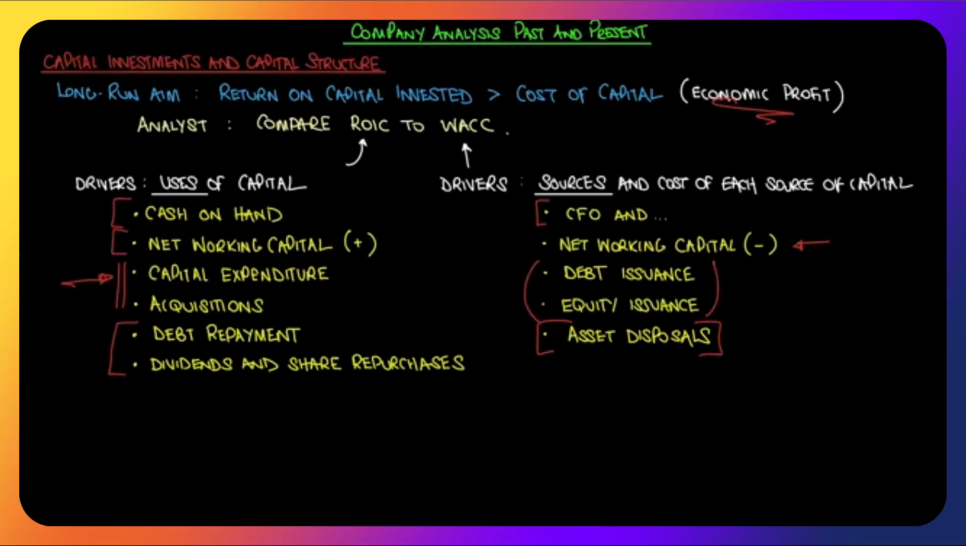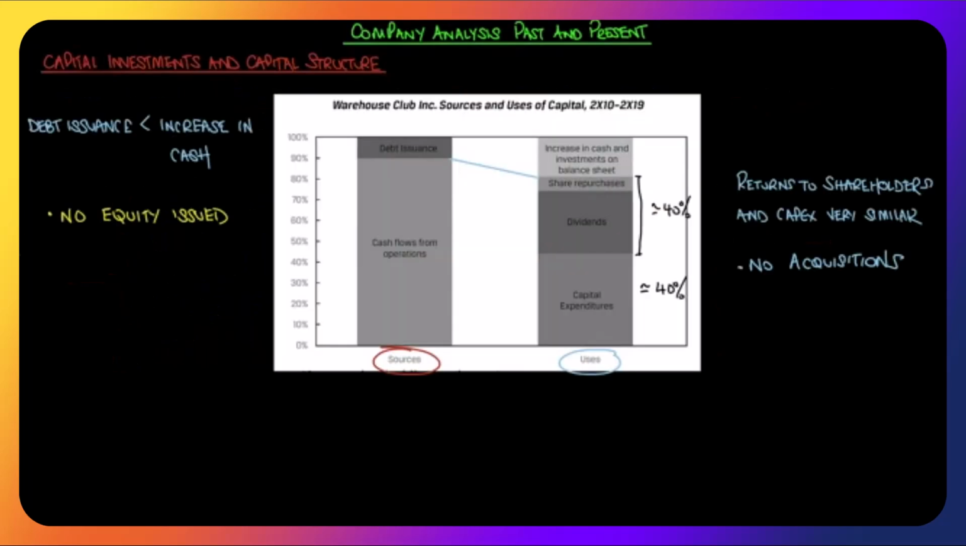Let's see what's going on with Warehouse Club, our fictional walkthrough example. On the left, we have our sources, and on the right, our uses. What jumps out at us? Well, let's start with our sources. Where did our capital come from for the year? So this is, I say for the year, for the period 2010 to 2019. So for those 9 years.